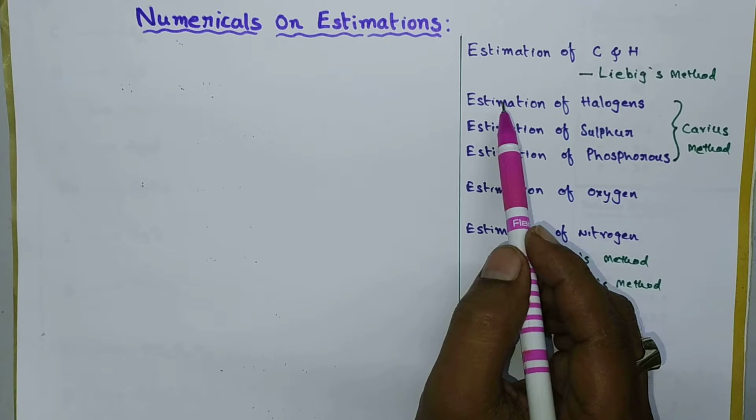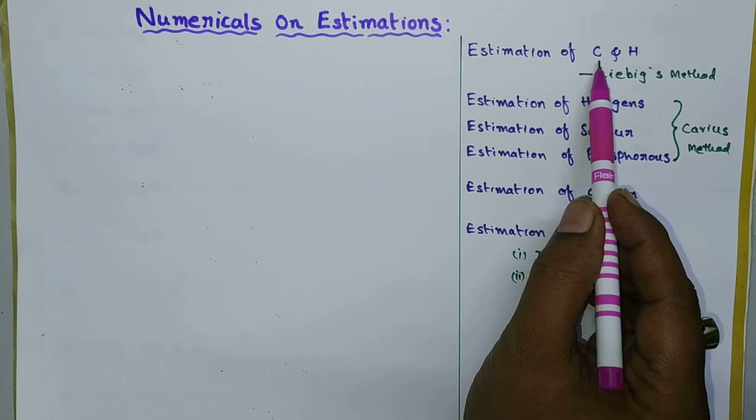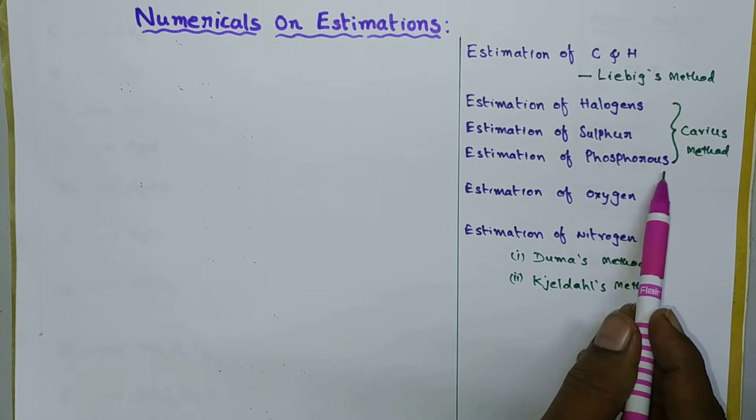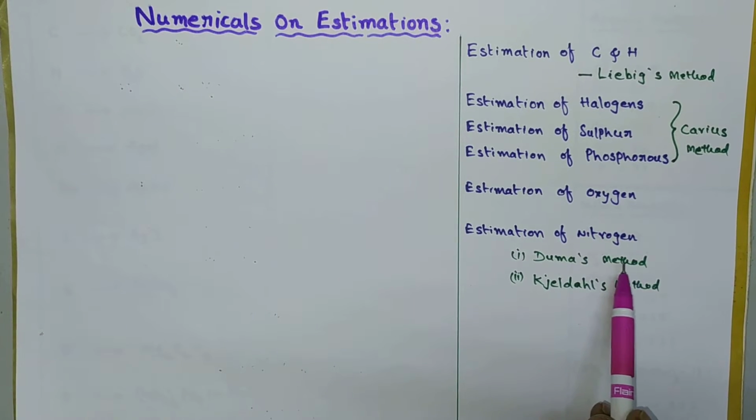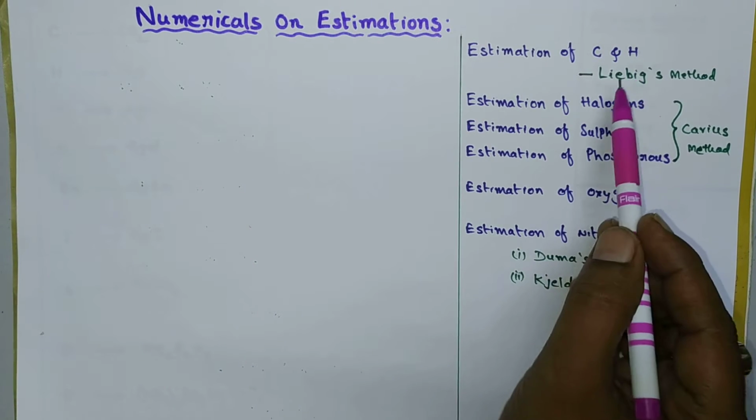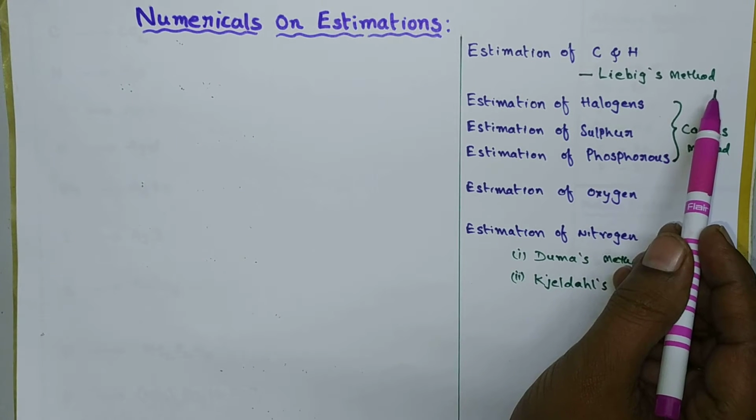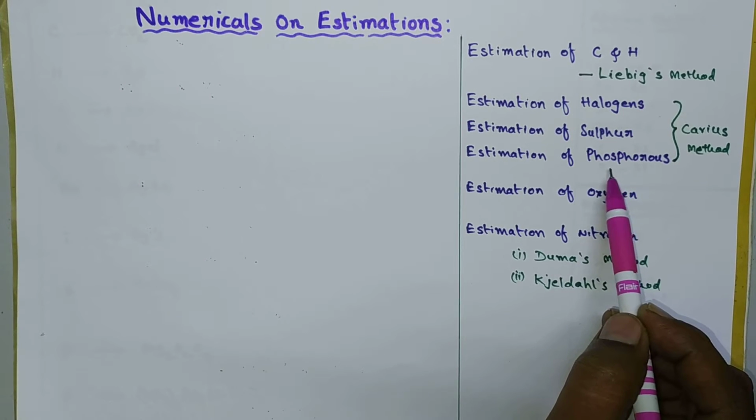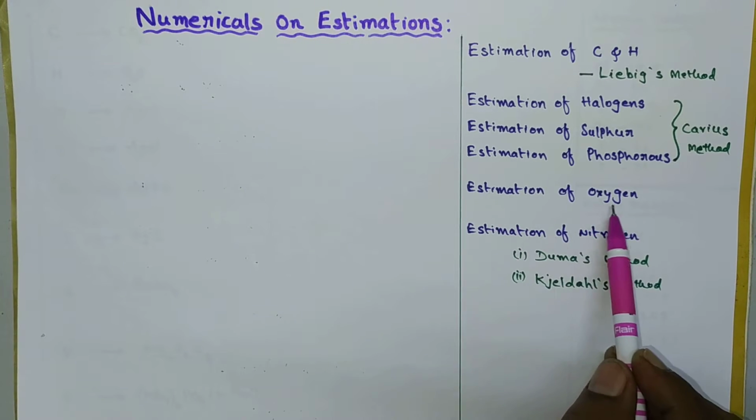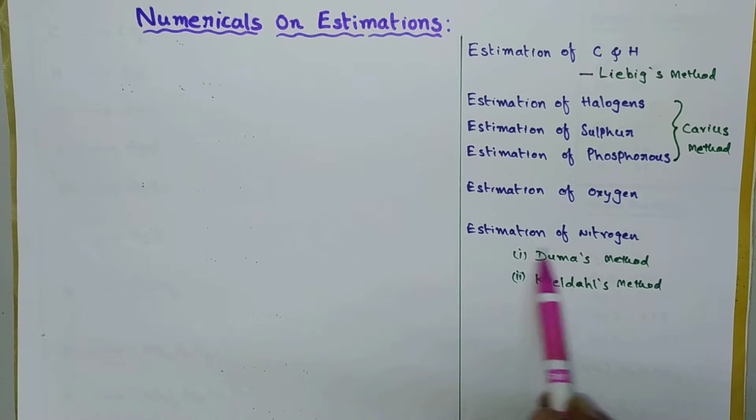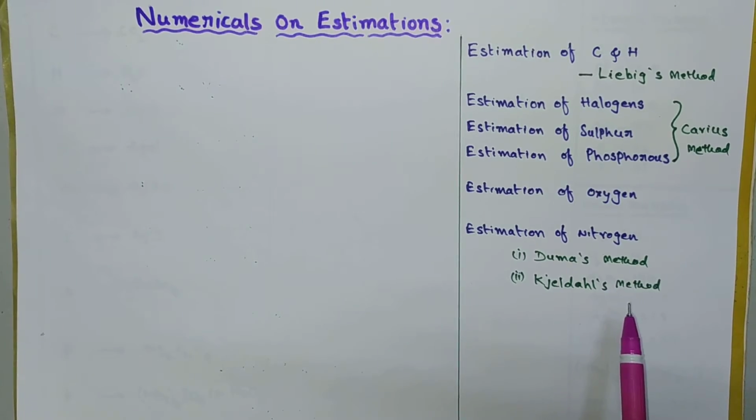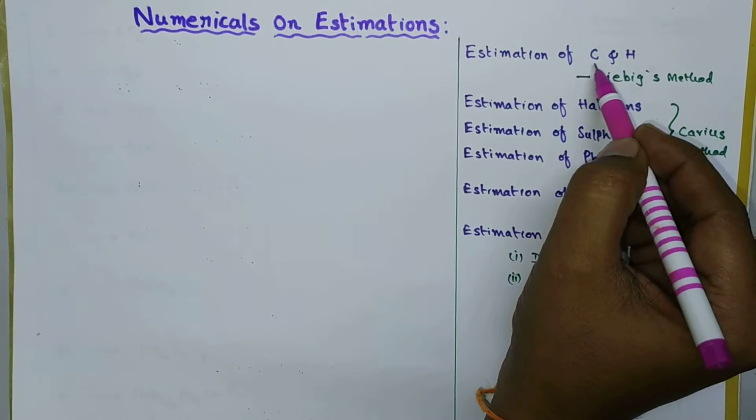Now let us move to our topic, that is estimation of these elements. In this video we are going to discuss the estimation of carbon, hydrogen, halogens, sulfur, phosphorus, oxygen, and nitrogen. Carbon and hydrogen are estimated by Liebig's method, whereas halogens, sulfur and phosphorus are estimated by Carius method, oxygen is estimated by an indirect method, and nitrogen is estimated by Dumas method and Kjeldahl's method. Now let us move to the estimation of the first element, that is carbon.